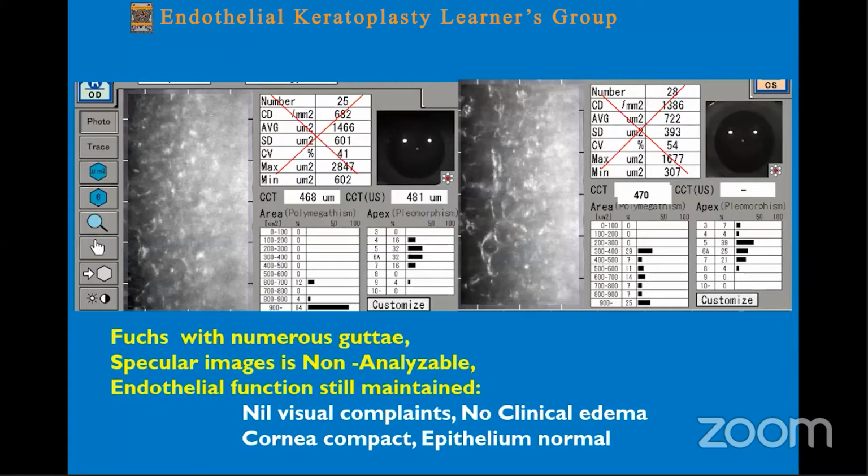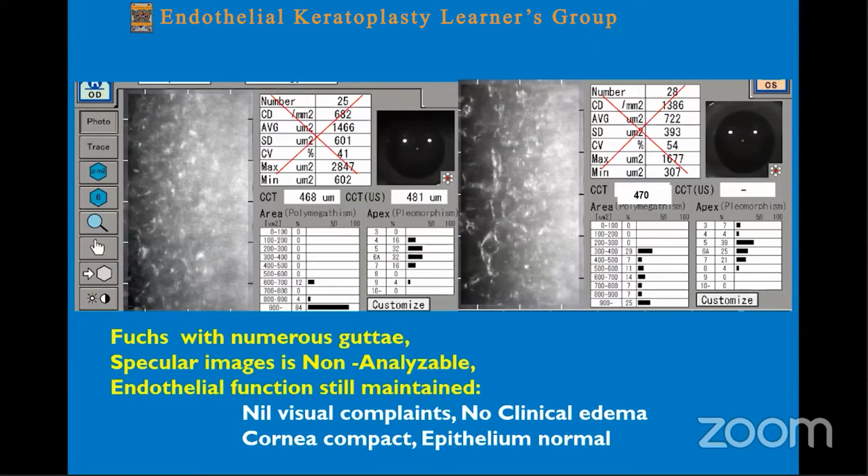So this is a case of Fuchs with numerous fine guttae. Specular images in this picture are non-analyzable because we can't see the endothelial cells. Endothelial function, however, is still maintained because the patient does not have any visual complaints. There's no clinical edema, the cornea is compact, and the epithelium is normal.